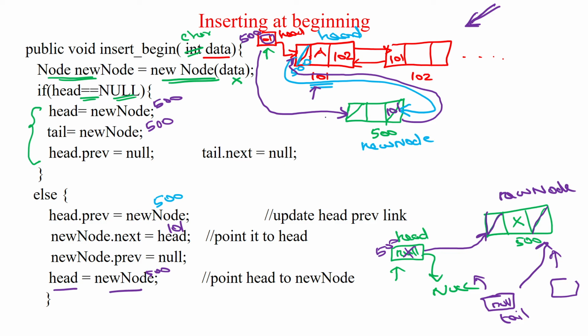Then new node dot previous, this is already null. Suppose you want to make it again, then you can say new node dot previous field. New node dot previous field will become null. So this is the way to insert the node at the beginning of the doubly linked list. Thank you.